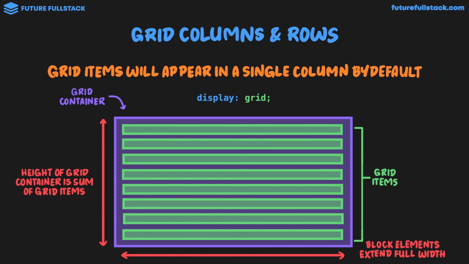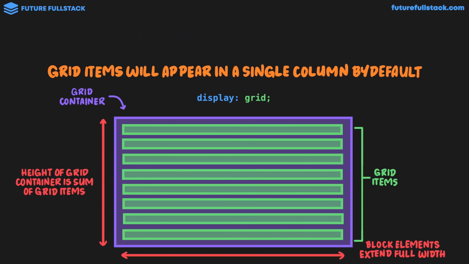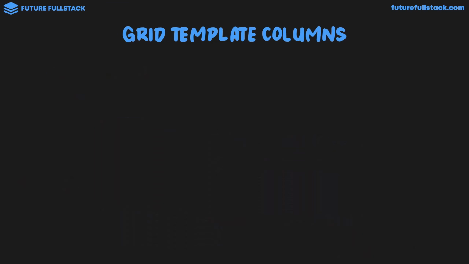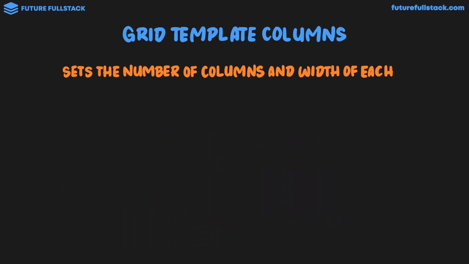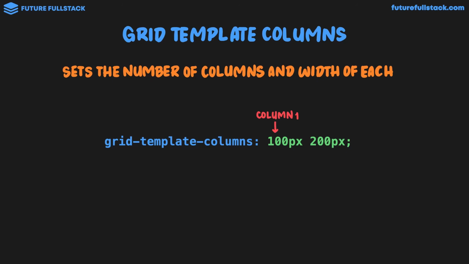By adding display grid to a container, all children are converted to grid items, which by default will appear in a single column. So let's now look at how we can define columns in CSS with grid-template-columns. This is a CSS property that sets the number of columns and width of each. The property looks like this: grid-template-columns. And the values we use define the width of each column. So 100 pixels is the width of column 1, and 200 pixels is the width of column 2. So these two values are defining the width of the columns.